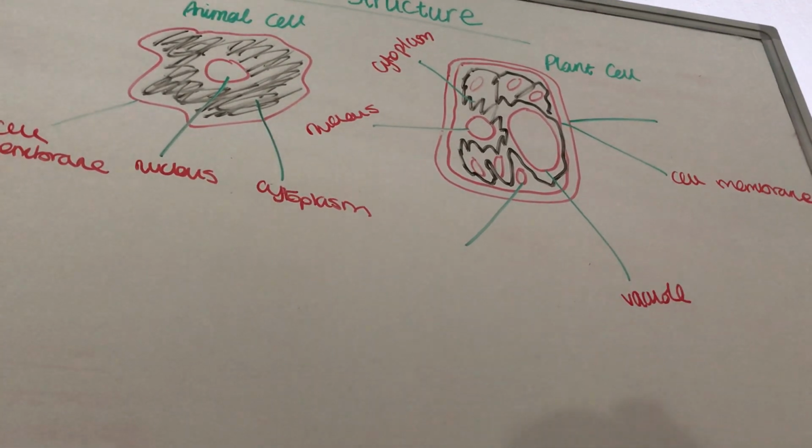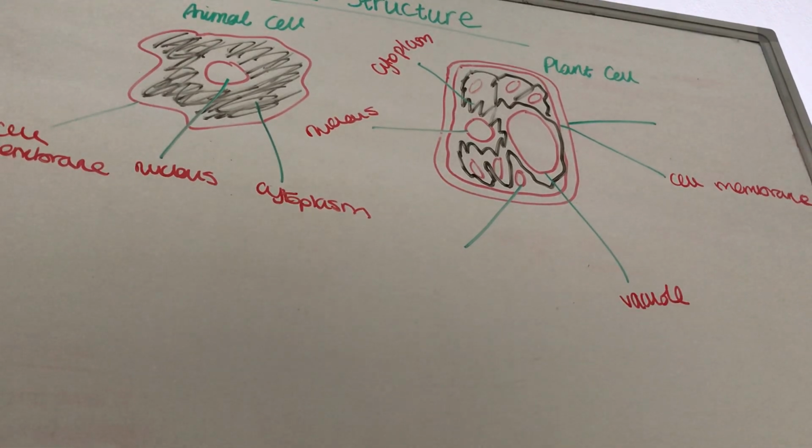Okay, and the vacuole contains a solution of salts and sugars, and it helps maintain the shape of a plant cell. So it's important to keep the shape of the plant cell, and it contains sugars and salts within there. Okay, it's a big bag of sugars and salts.